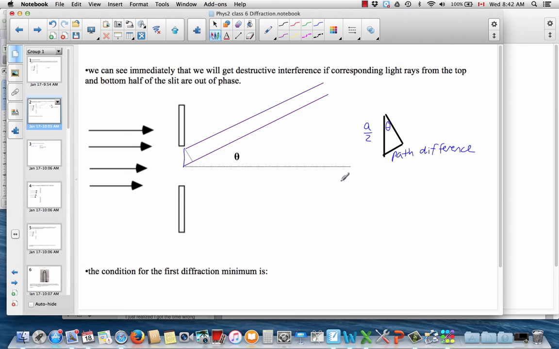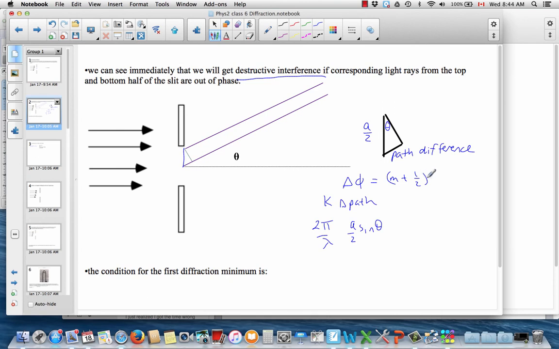Now you're going to get destructive interference, and we're just dealing with destructive here right now. Destructive interference is going to happen when the phase difference is half waves. So when that's half wave, that's m plus a half times 2 pi, because a full wave is 2 pi of phase. Now, the phase difference we showed previously was k times the path length difference. k is 2 pi over the wavelength. The path length difference is a over 2 sine theta. So that equals m plus a half times 2 pi.